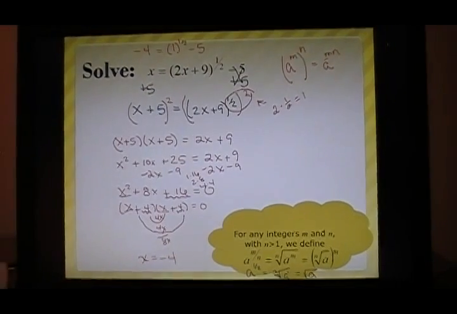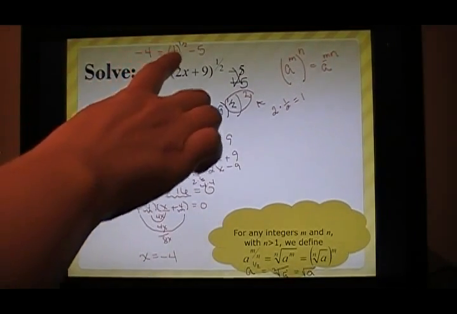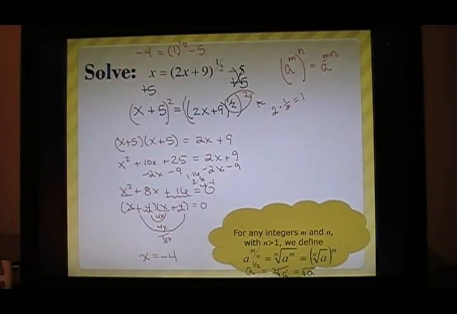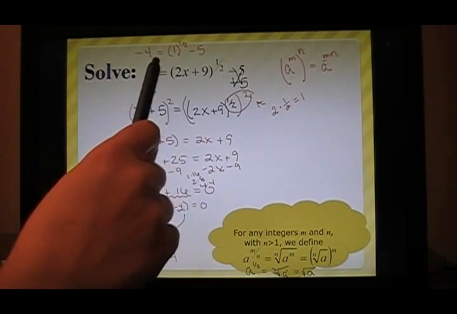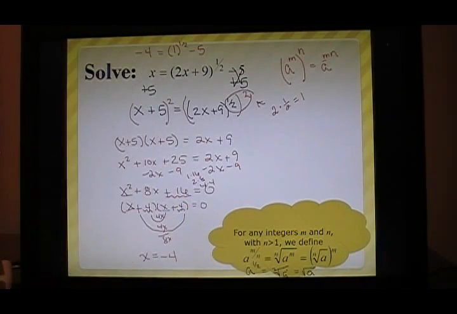Maybe move out a little. So if we've got 1 to the 1/2 power, that's the same thing as the square root of 1. The square root of 1 minus 5 does give me negative 4. So negative 4 is a solution to this equation.